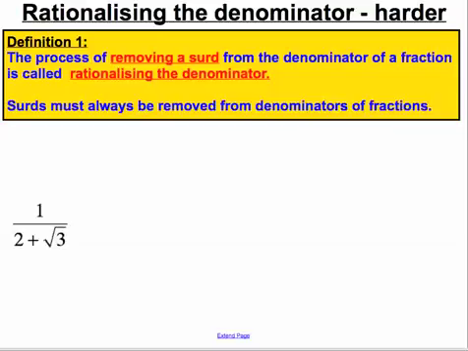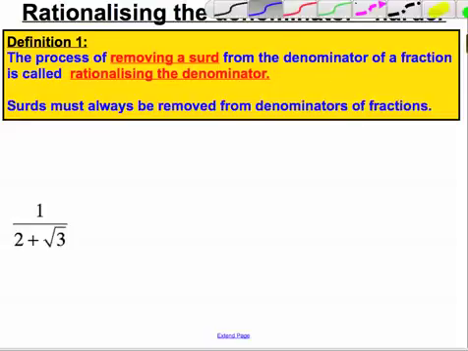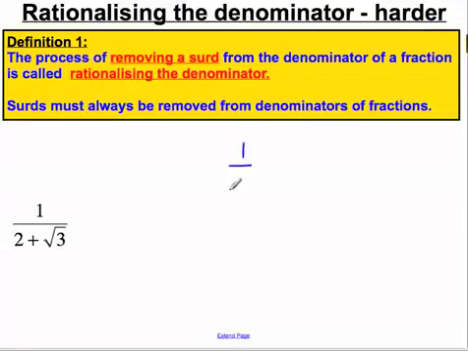Hi there. The following video clip will show you how to rationalize the denominators of fractions with surds in them, in more complicated cases. Let's remind ourselves what rationalizing was. Imagine I had a surd on the bottom of a fraction, for example, 1 divided by root 3. The root 3 on the bottom makes a mathematician unhappy, so he or she thinks, what can I multiply the top and bottom by to remove the root 3?